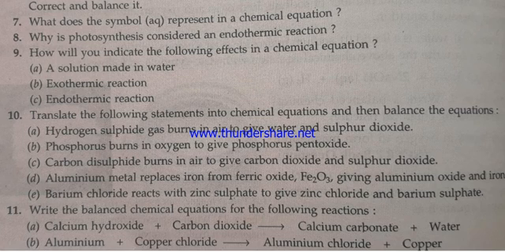Aluminium metal replaces iron from ferric oxide, Fe2O3. That is aluminium Al plus Fe2O3 will form Al2O3 plus Fe. Next, barium chloride BaCl2 plus zinc sulfate ZnSO4 will form zinc chloride ZnCl2 and barium sulfate BaSO4. Write the balanced chemical equation for the following. Ca(OH)2 plus CO2 will form CaCO3 plus H2O. Al plus CuCl2 will form AlCl3 plus copper.